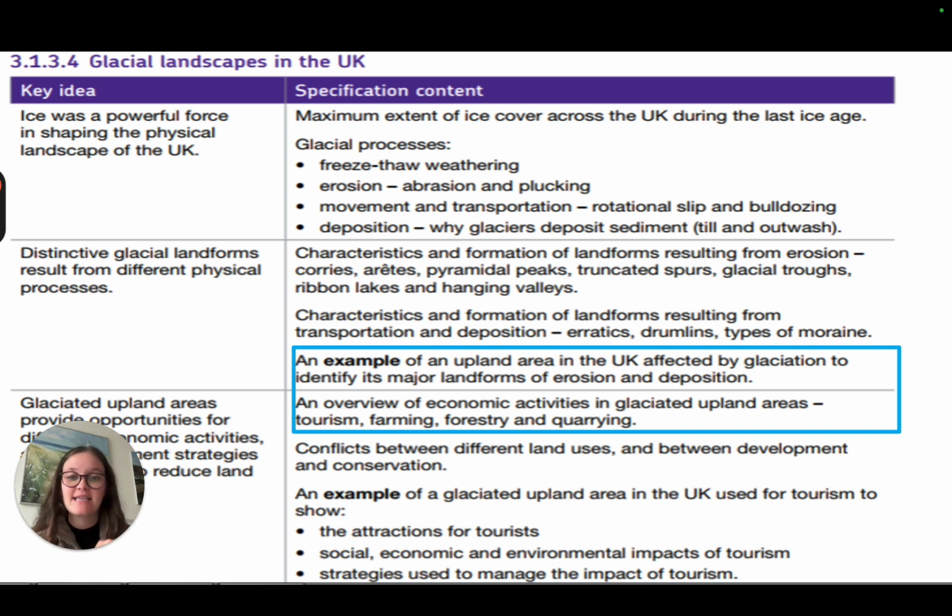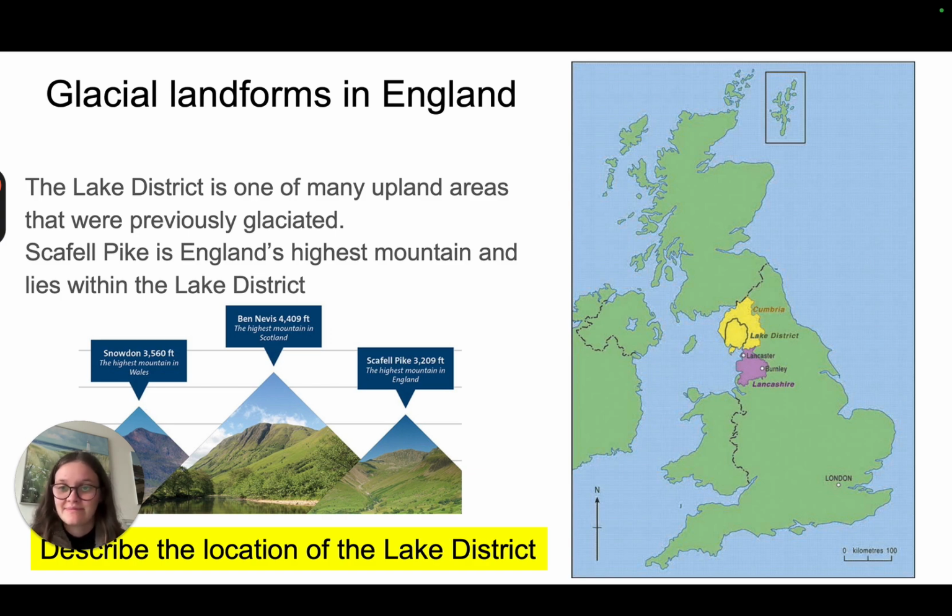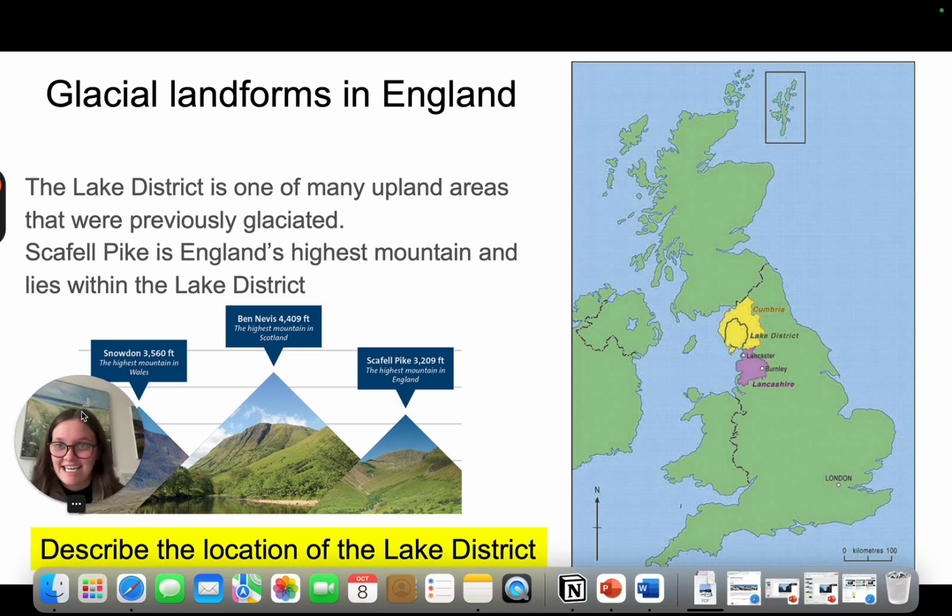It's looking at an example of an upland area in the UK affected by glaciation, identifying its major landforms, erosion, deposition, and then an overview of the economic activities, so tourism, farming, forestry and quarrying. So, glacial landforms in the Lake District.